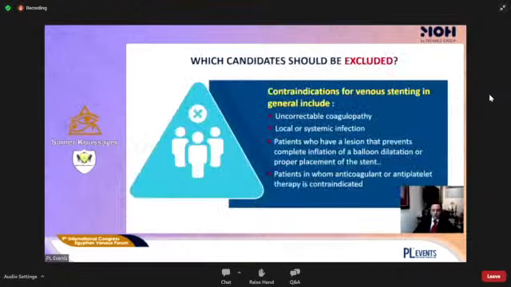What patients should be excluded? The contraindications for venous stenting in general include uncorrectable coagulopathy, local or systemic infection, a lesion that prevents complete inflation of the balloon or proper placement of the stent, and finally, patients in whom anticoagulation or antiplatelet therapy is contraindicated.